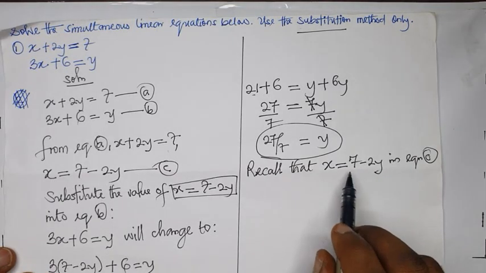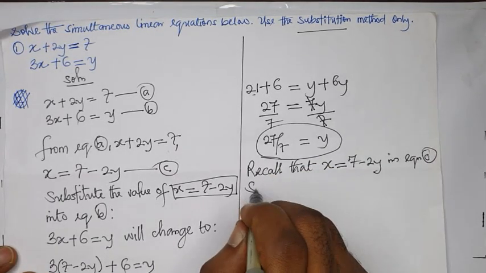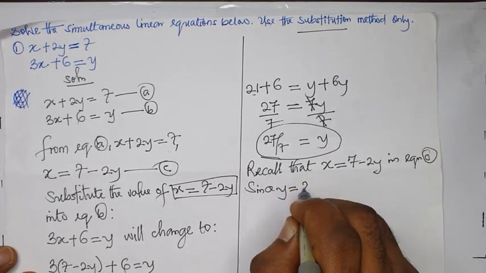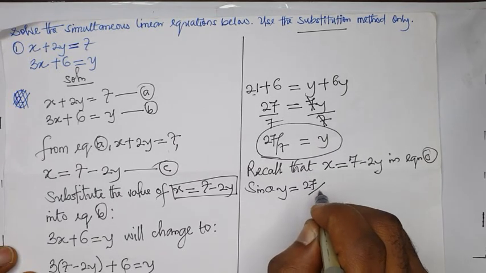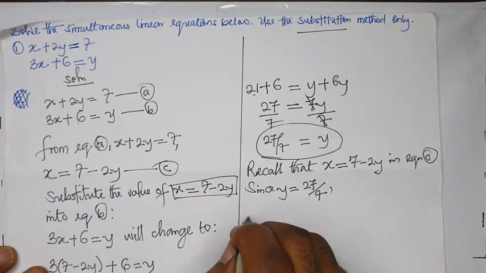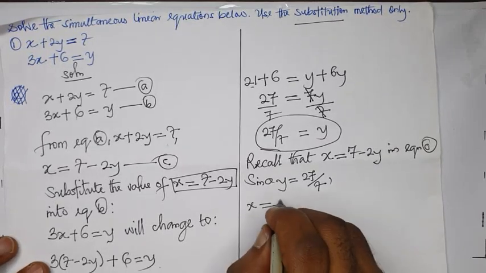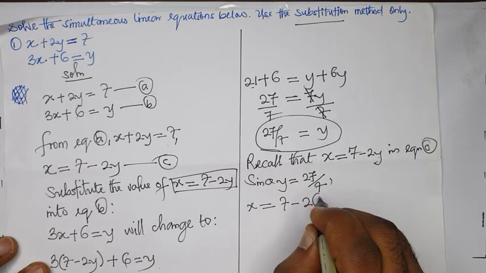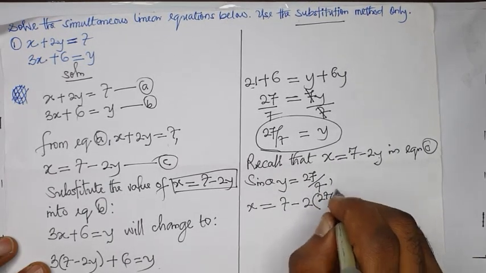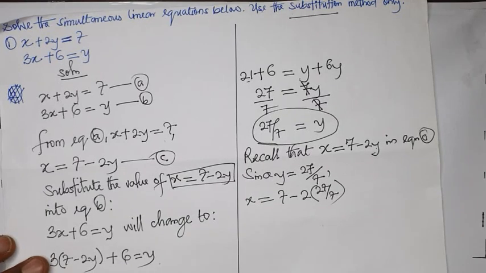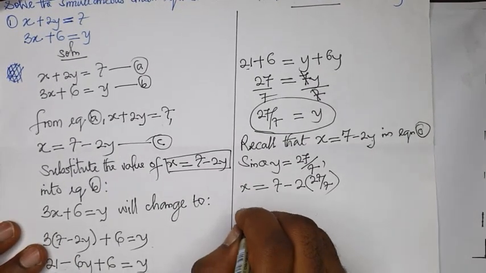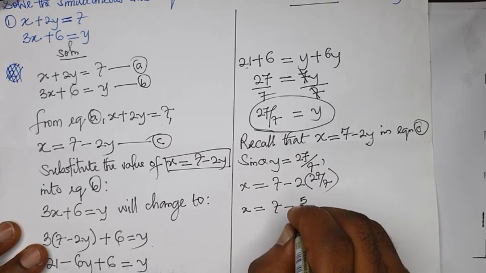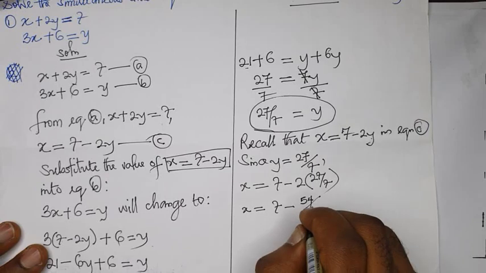All right. So in that case, to solve x now, since the value of y is already known, since y is equal to 27 all over 7, x now will become what? X now will become 7 minus 2. Instead of y, I'll fill in the value of y, which is 27 all over 7 here. Now let's simplify fractionally. So x will now become 7 minus 2 times 27 is going to give us 54. So this becomes 54 over 7.